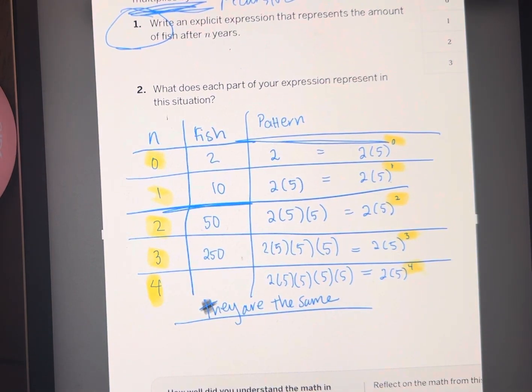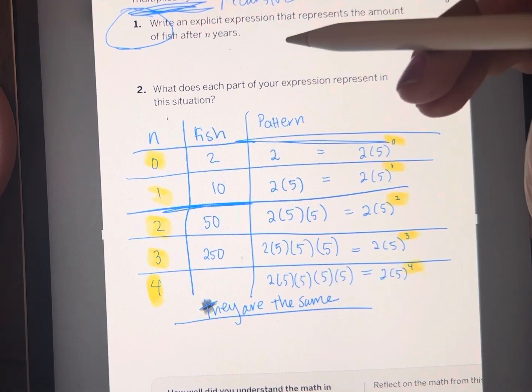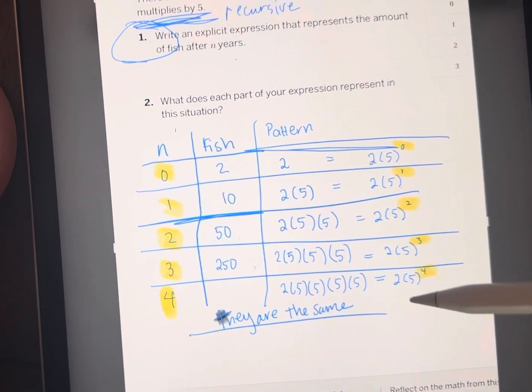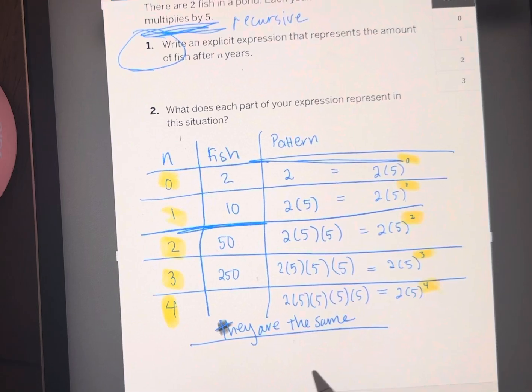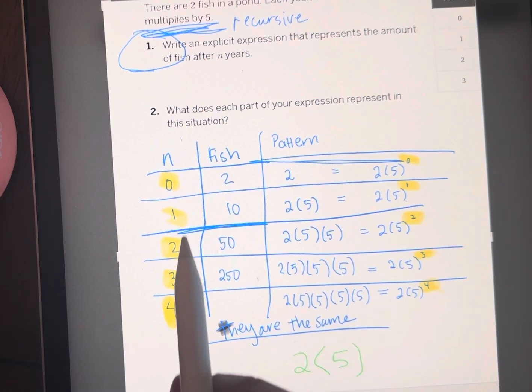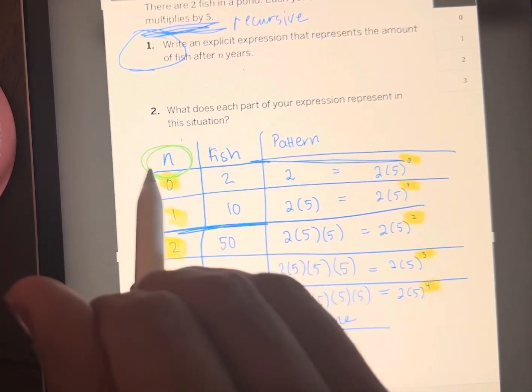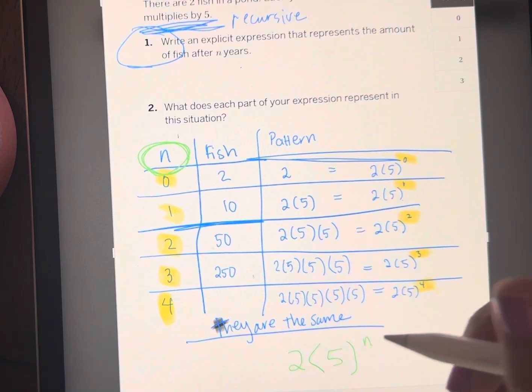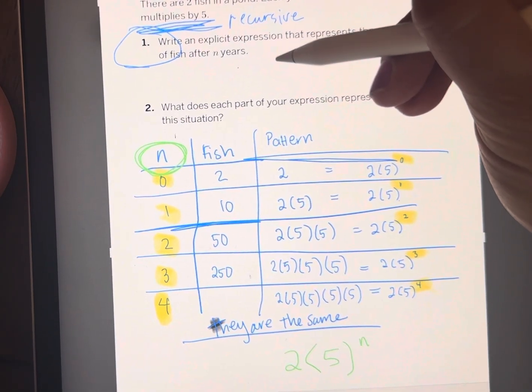So now we're going to write a rule, and we're going to say that that explicit rule or expression is 2 times 5 to what power? Our exponent is always the same as n. To the power of n. And this is the answer right here.